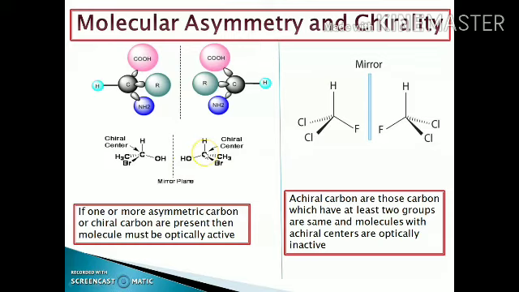But in this case, the central carbon atom has two same groups, which means this carbon atom is symmetric in nature. Such symmetric carbon atoms are known as achiral carbon atoms, and the achiral carbon atom must be optically inactive in nature.